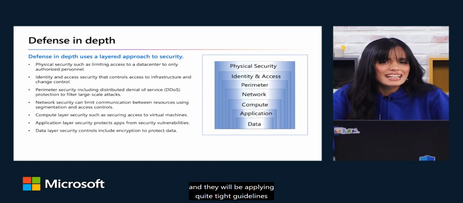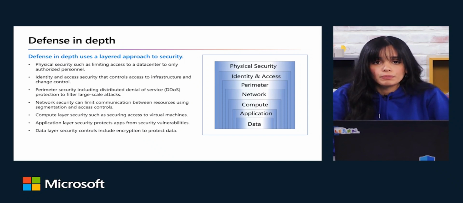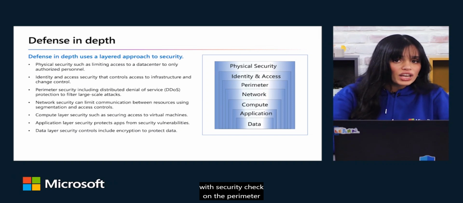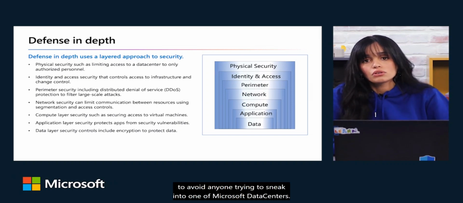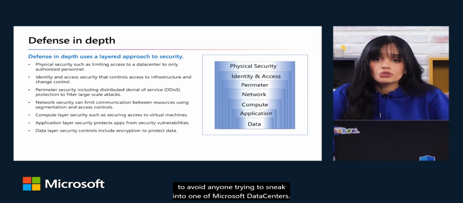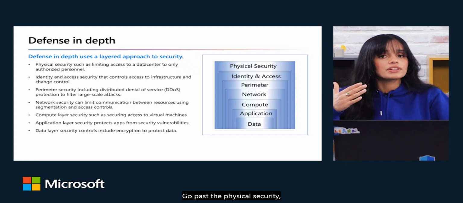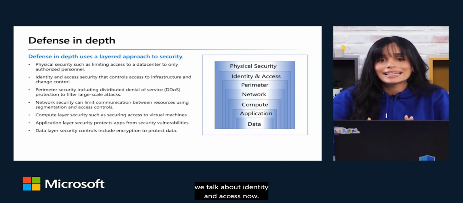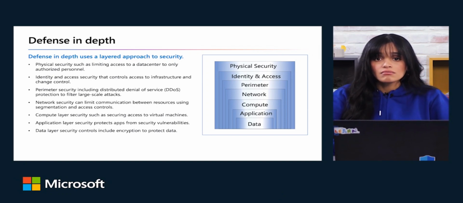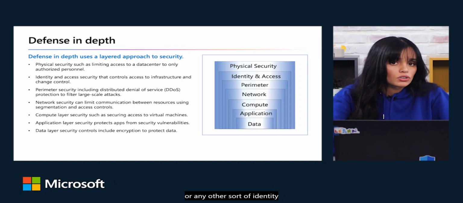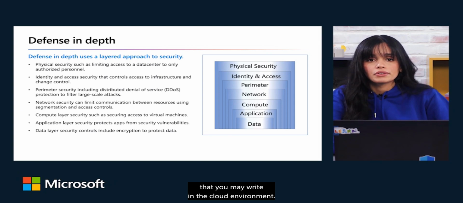They will be applying quite tight guidelines on what I can and cannot do, with security checks on the perimeter, security cameras, and many other things to avoid anyone trying to sneak into one of Microsoft's data centers and go past the physical security. We talk about identity and access now. Physical identity checks would be looking at your identity card or any other sort of identity that you may have in the cloud environment.